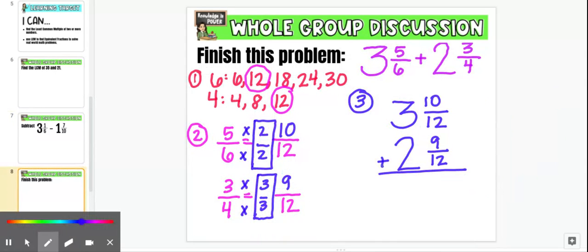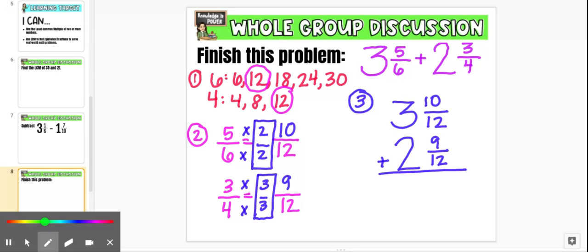Okay, so this last problem says finish this problem. All right, so when we're looking at this problem, I kind of just go through the steps in my head. So 6 and 4 are my denominators, found the LCM, which would be 12 in step 1. Step 2 is finding equivalent fractions, and I'm just going to verify that everything's correct. Yep, that's why my giant one will be 2/2, and then 3/3.